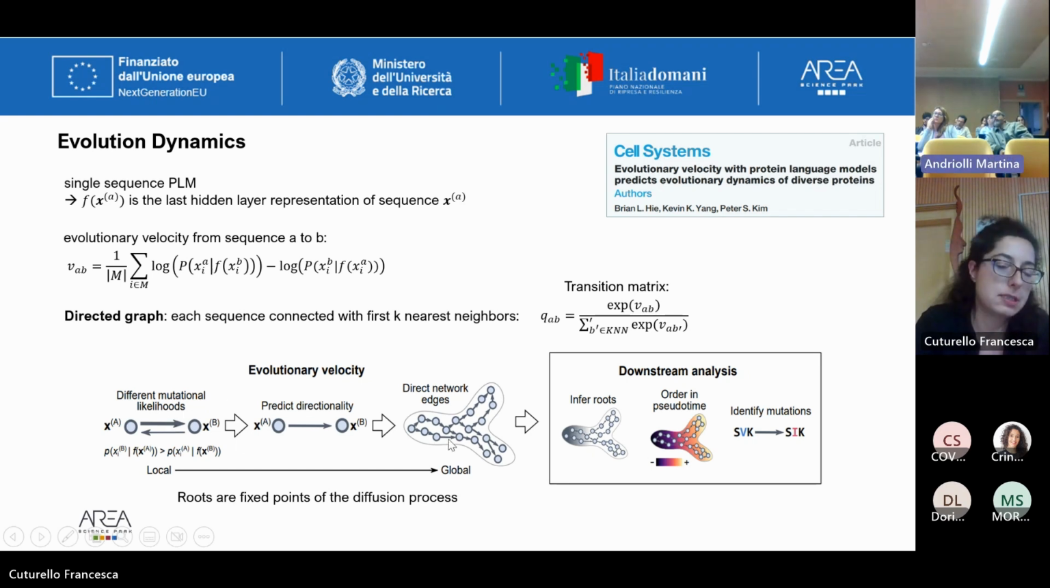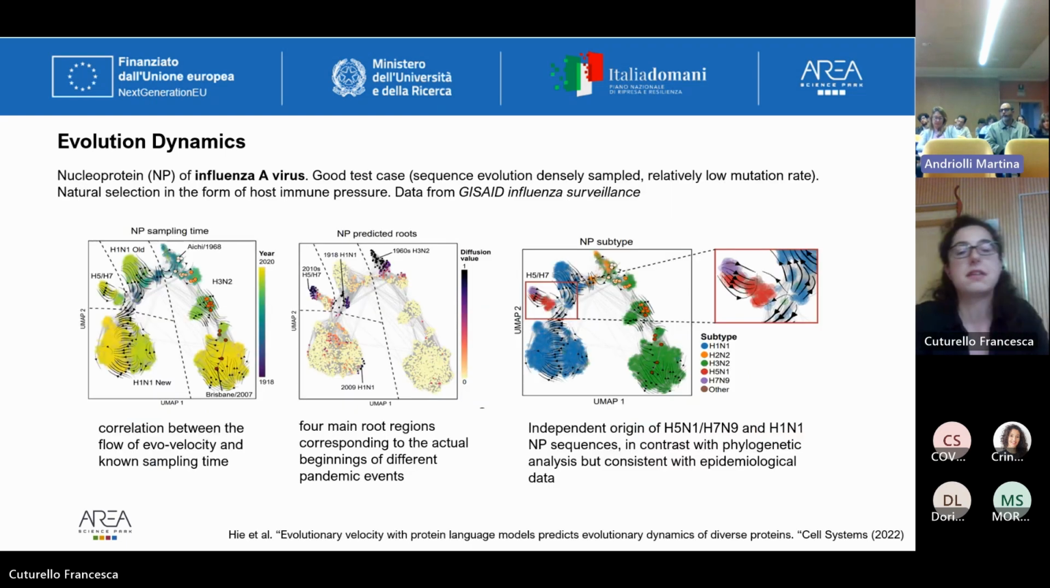This is a diffusion process, actually, and it needs to be solved to find the roots of this process, which are the fixed roots of the diffusion process. Once you have the roots of the process, you have an order in pseudotime, and you can identify mutations and also the order in which they appear. And I'll jump to the results because I think they're interesting.